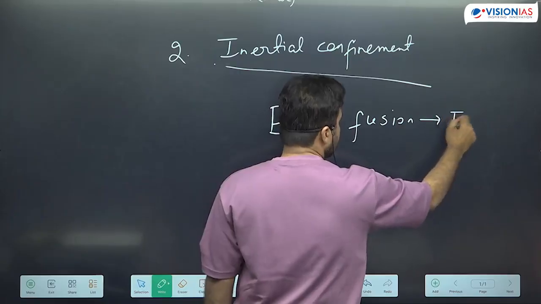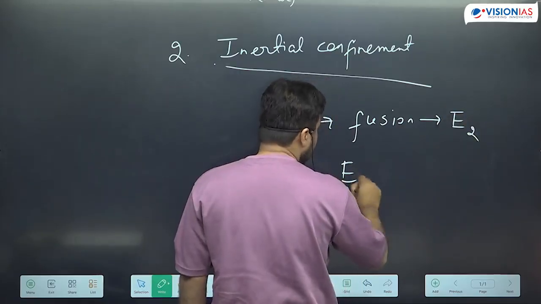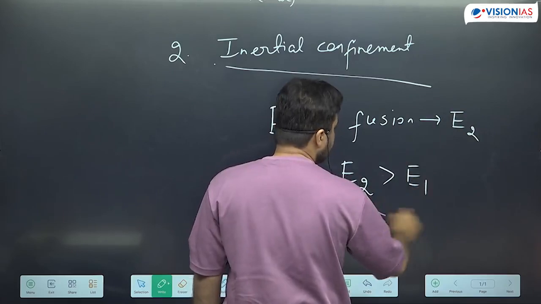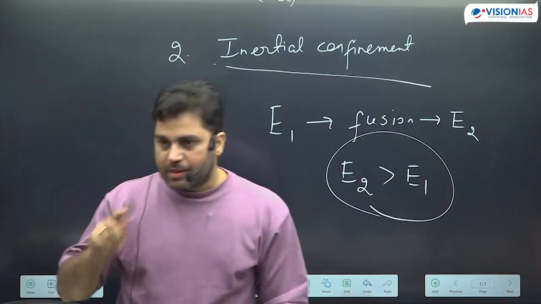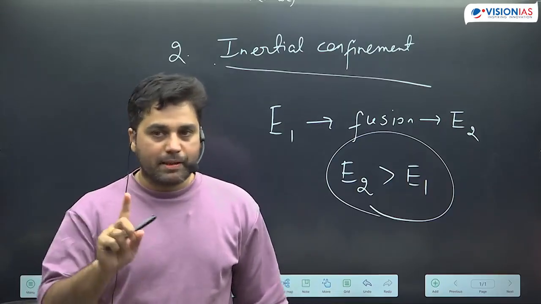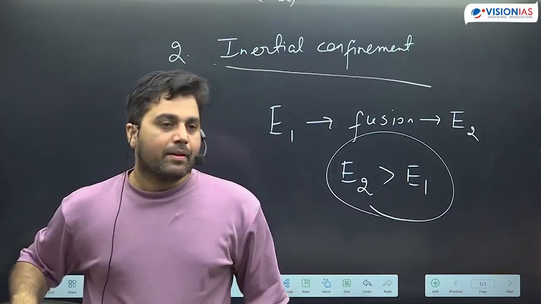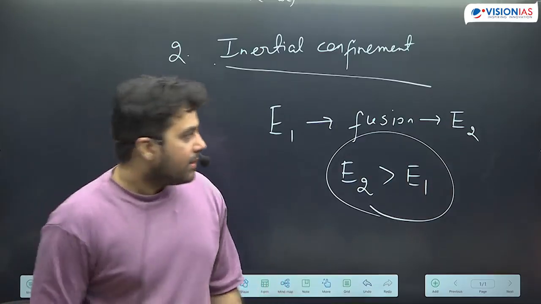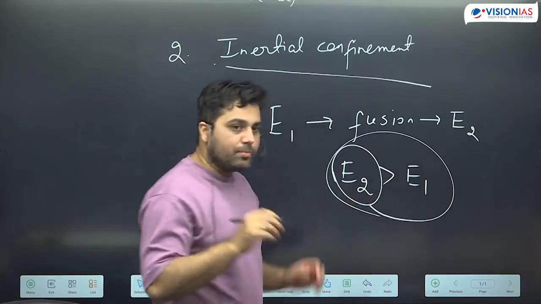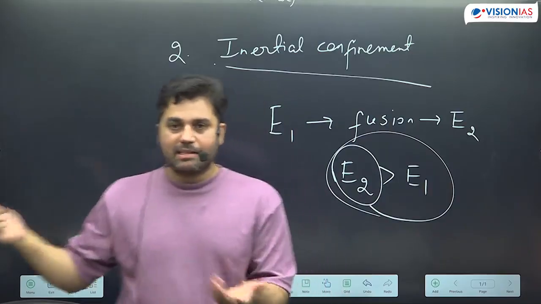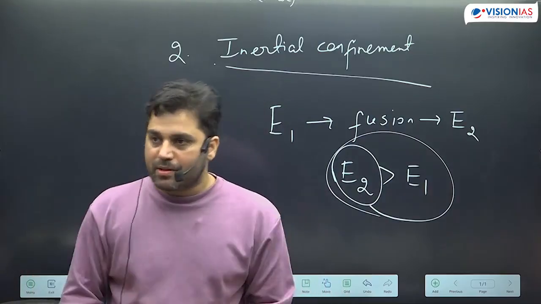Fusion produced E2, and this is only a very good deal if E2 is greater than E1. And by the way, one more thing: it shouldn't be simply greater than, it should be much, much greater. There is a reason. Even though E2 energy is being produced, will you be able to utilize all of that energy? The answer is no. There will always be loss of energy.